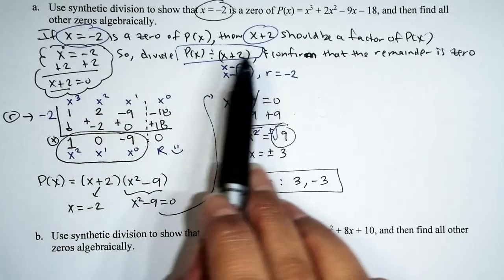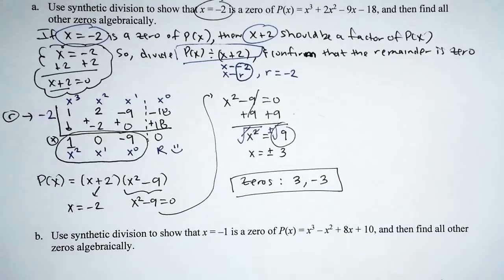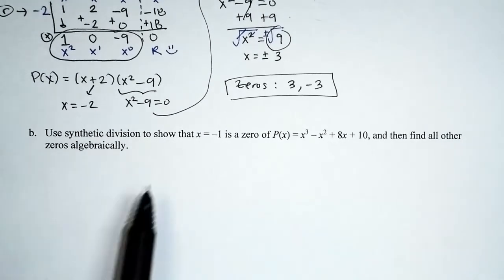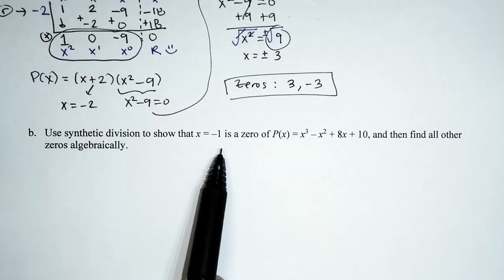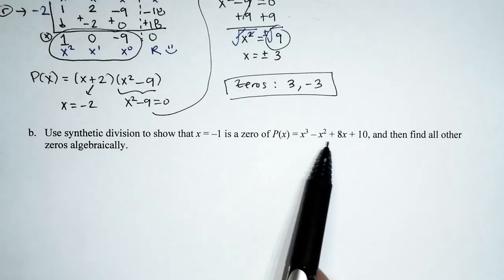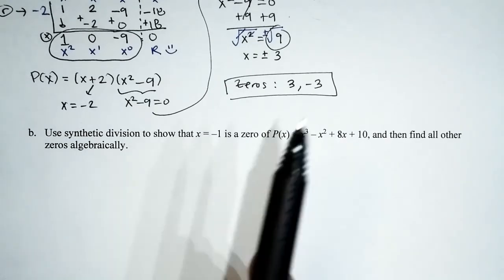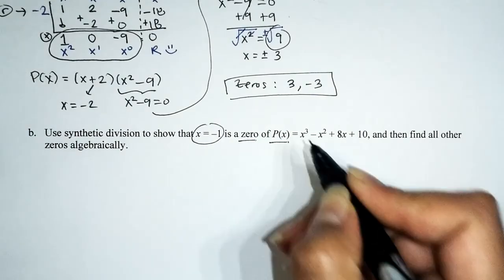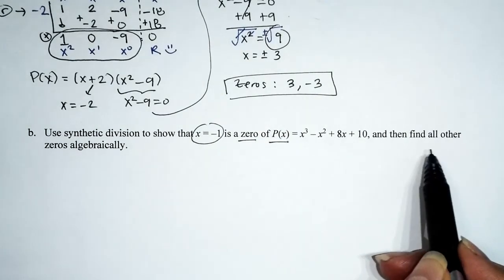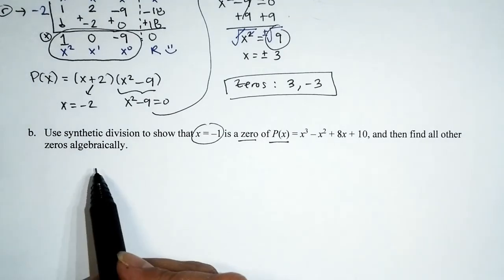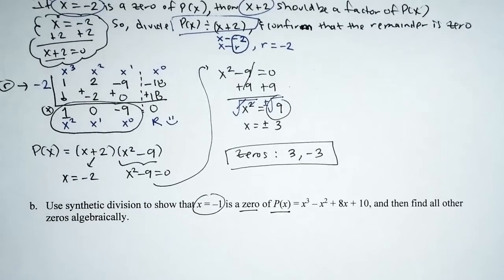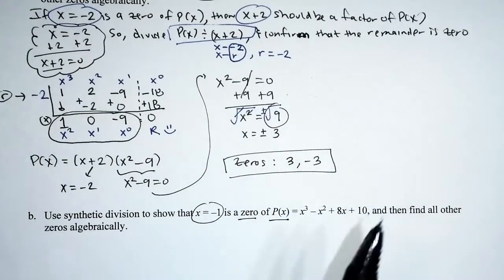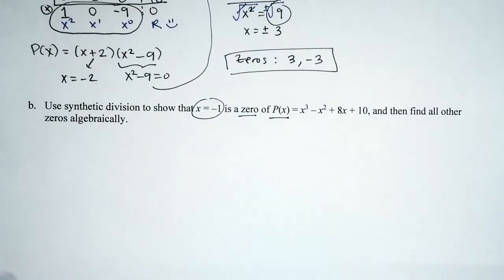All right, so one more problem because we can't be pros after one problem, but I'm not going to put all the words because that takes us forever. Okay, so problem B reads, use synthetic division to show that x equals -1 is a 0 of p of x, and then find all other zeros algebraically. So we're pretty much going to do the same thing, but I'm not going to write all the words.